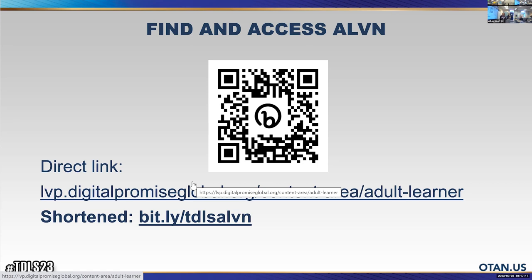That is the beauty of this website. So let's put this in the chat. If you have two devices, open up your camera on your device and point it at the QR code. We're going to have you use the site shortly, not just yet. We have a shortened version here, the bit.ly/TDLS ALVN, A-L-V-N. You can scan that with your phone or type it in. We'll be going to that site in a moment, but just have that ready.